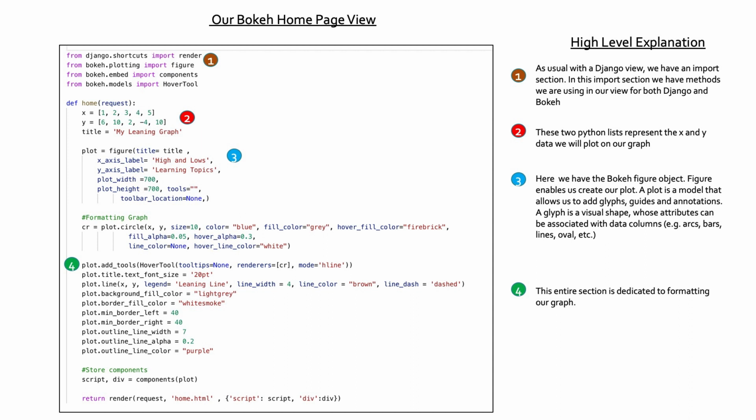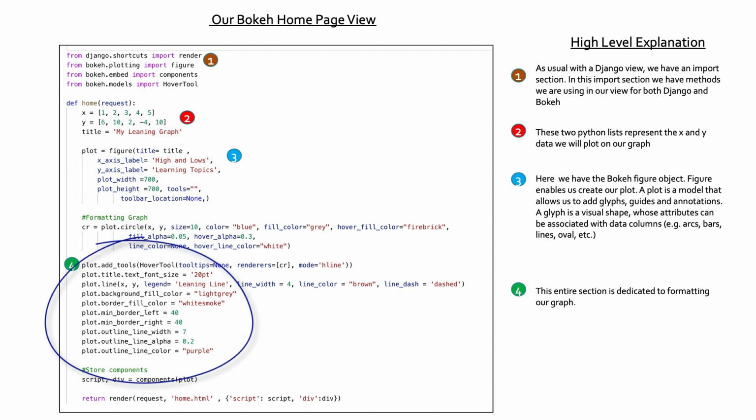In this section, we have import statements for both Django itself and for Bokeh. Here, we have these two Python lists that represent the x and y data we have plotted on our graph. In this section, we've mentioned this before, we have the Bokeh figure object, and just to refresh ourselves, figure enables us to create our plot.